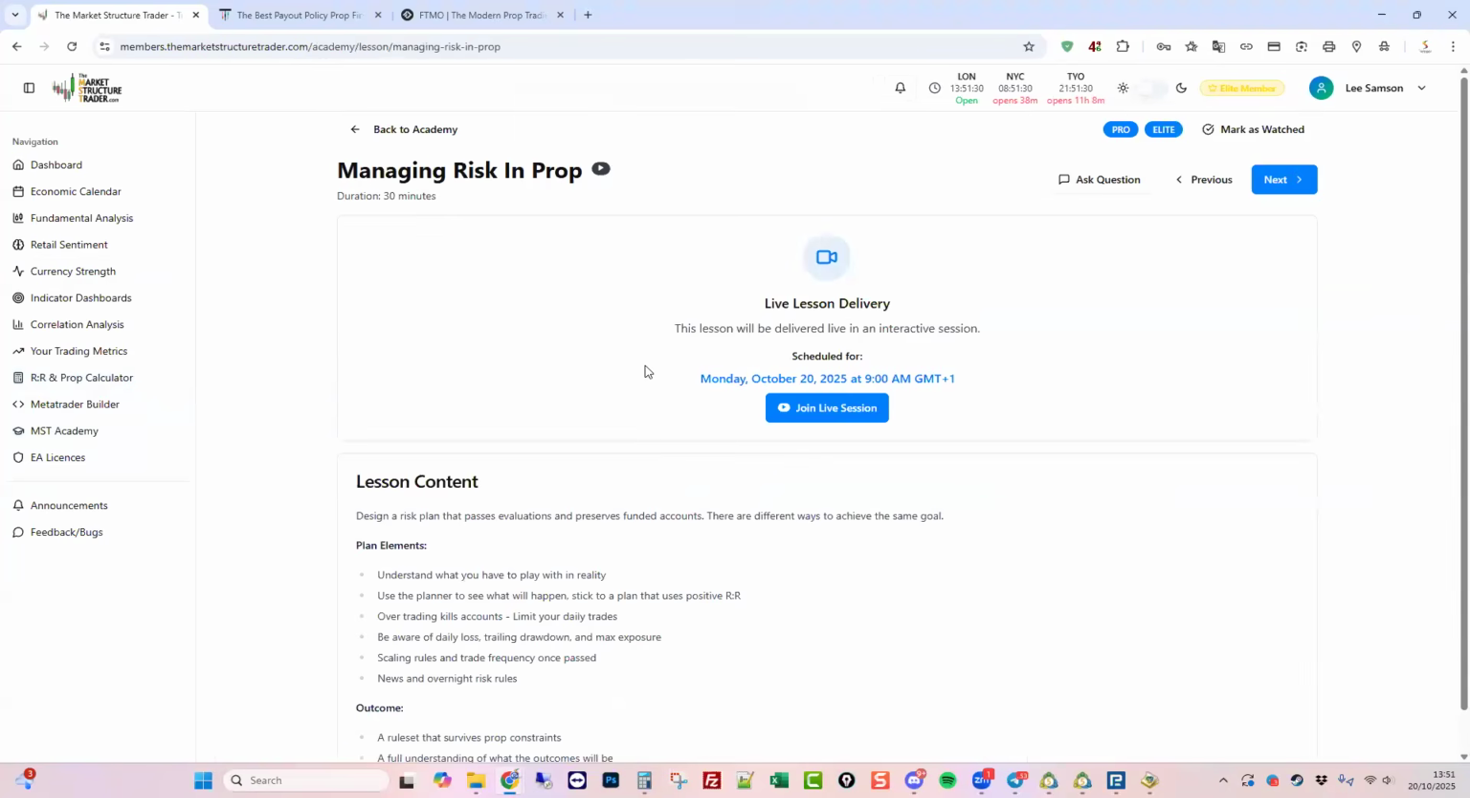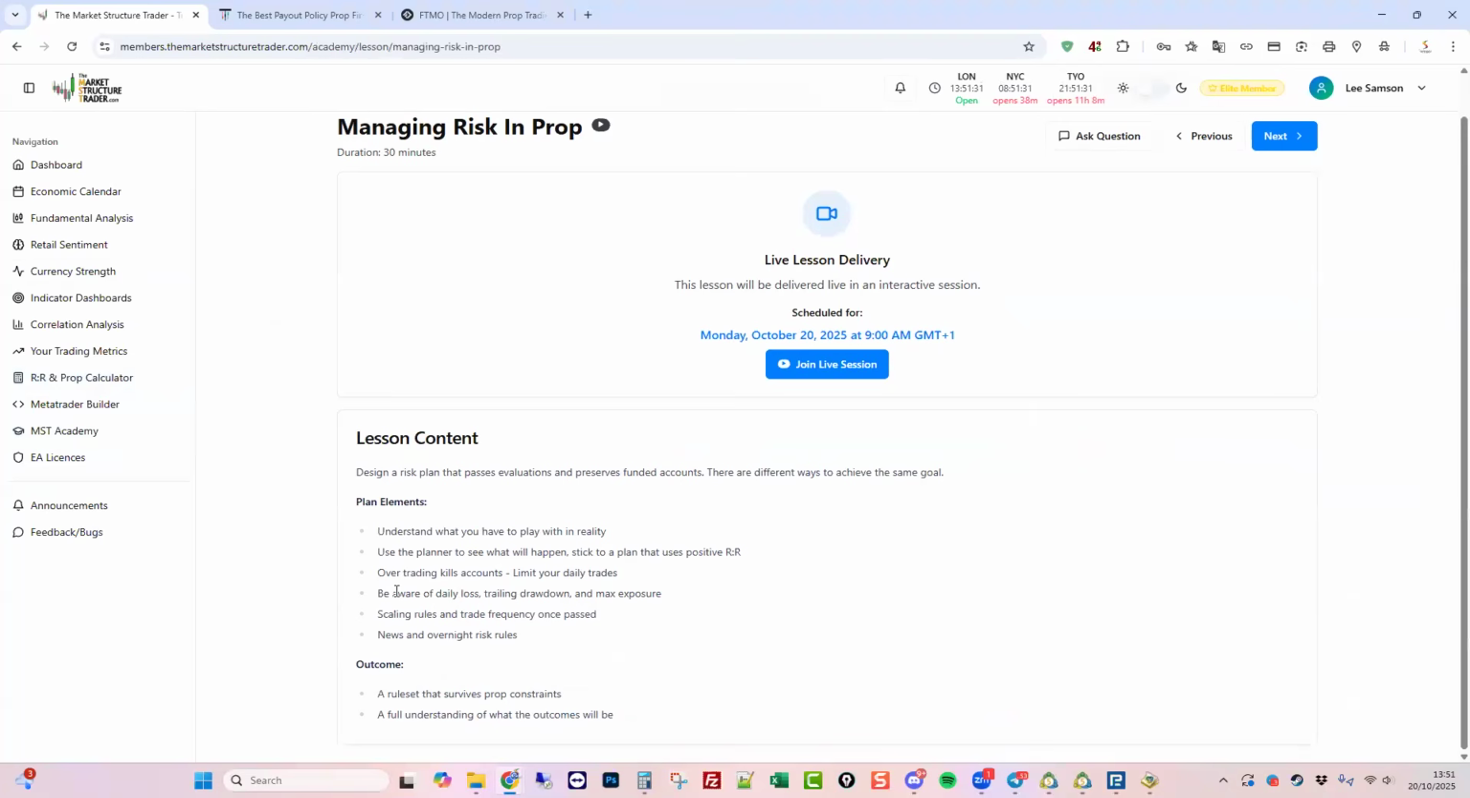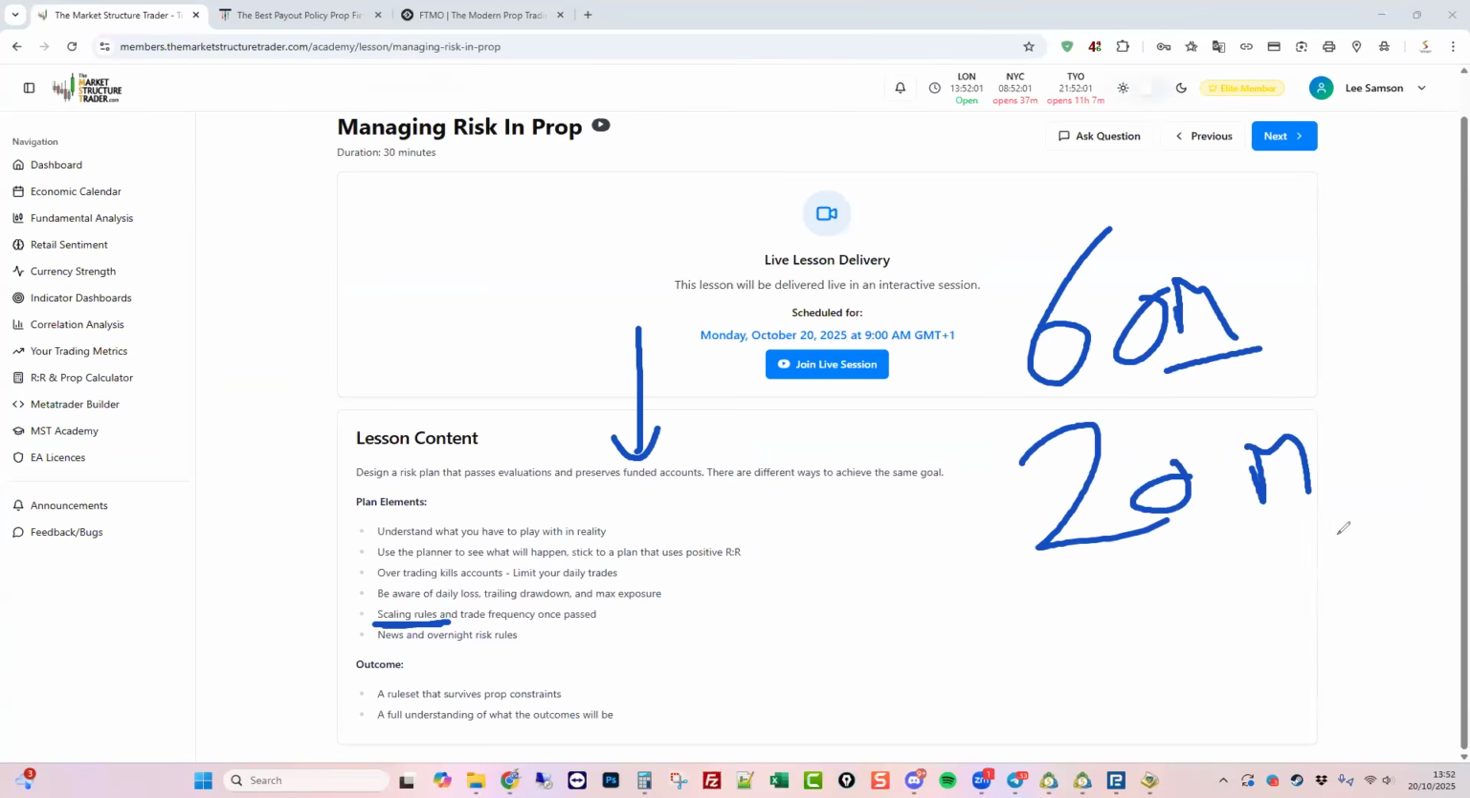Most of these prop firms have rules where you will have scaling rules and trade frequency. So when you pass the evaluation, what most of them will want you to do is reduce risk. Obviously, this is what we're doing anyway when we get funded. But what they'll often do is go, okay, you remember you had 60 micros that we were allowing you to trade on futures? You can't do that anymore. You've got 20 micros now. Not a problem, because we're only going to be trading one or two at a time anyway.